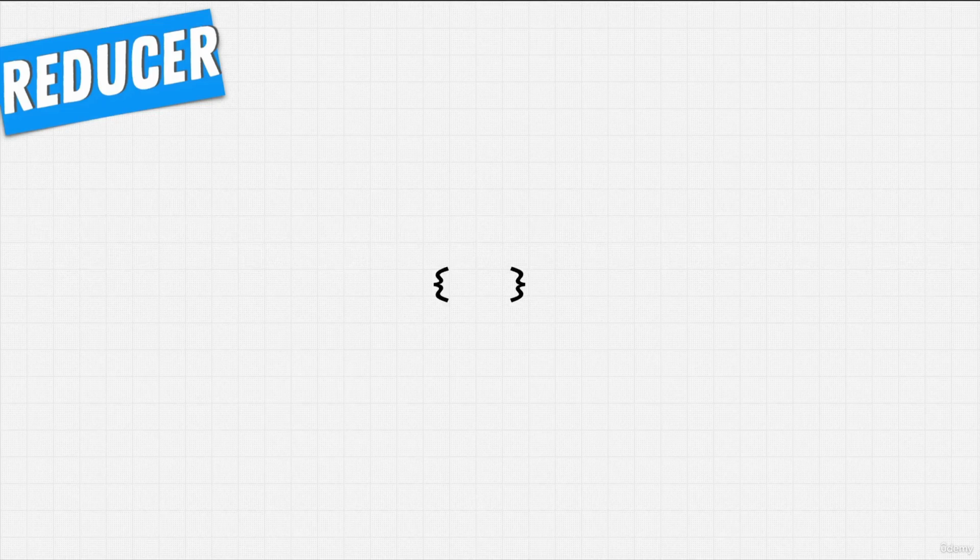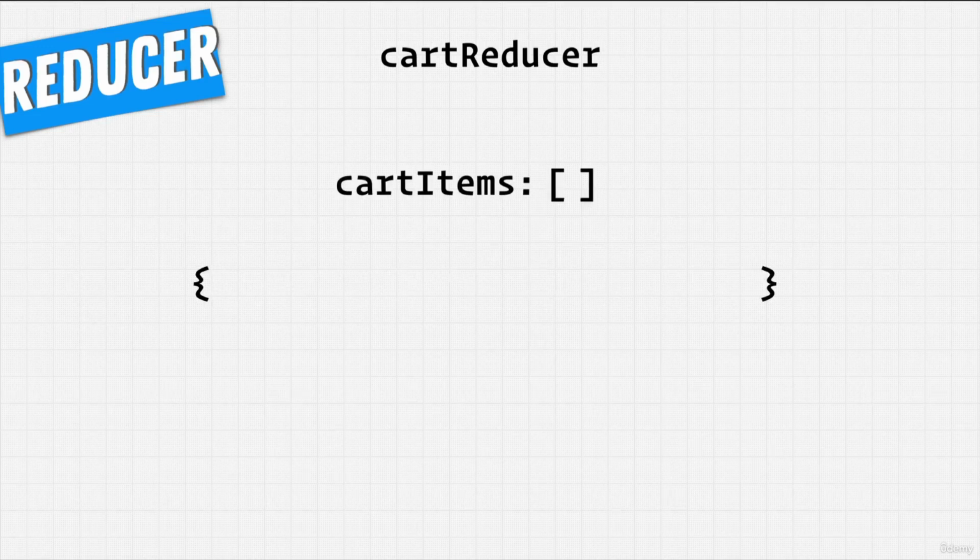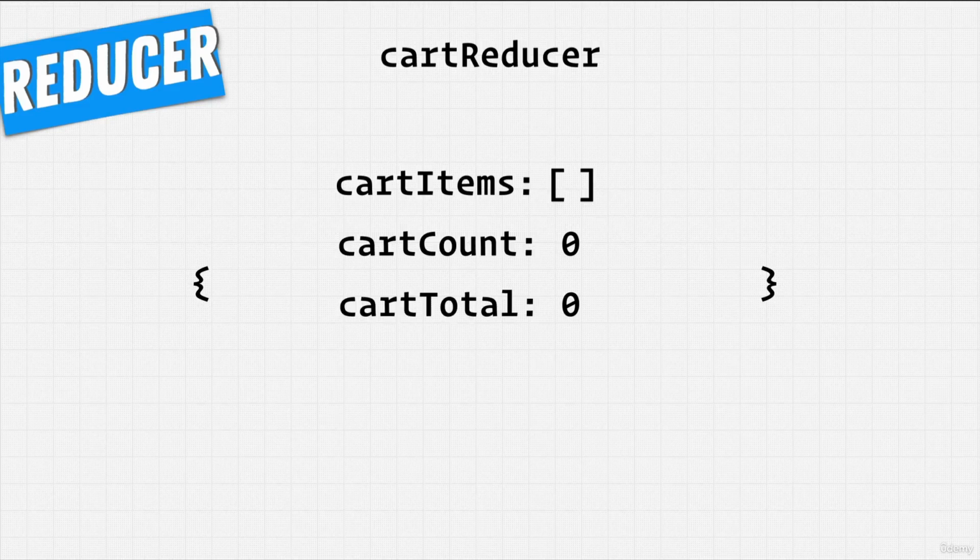So as we saw before, we were storing some object as our state value inside of cart context. That doesn't change. A reducer is still an object. So let's think about a cart reducer. Just follow me. I promise that once we explain it, it'll make sense. Cart reducer is an object, and it stores the same values. It's going to store the cart items, which is an array. It's going to store the cart count, which is an integer. It's going to store the cart total as an integer.